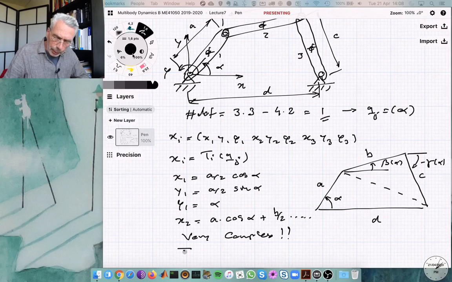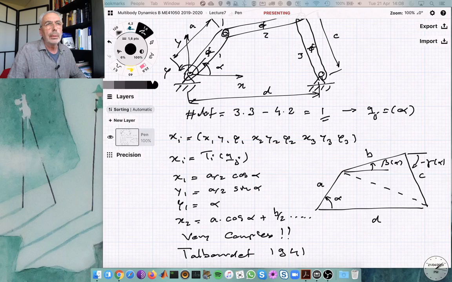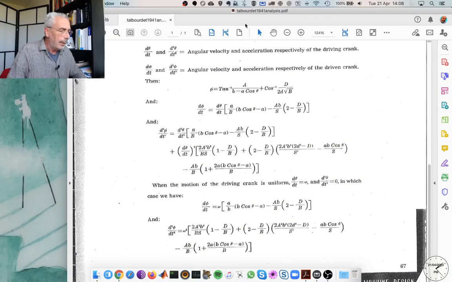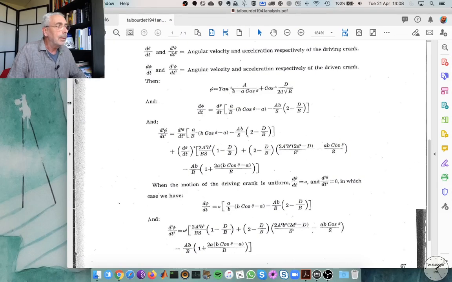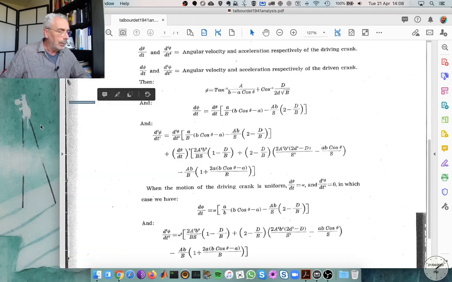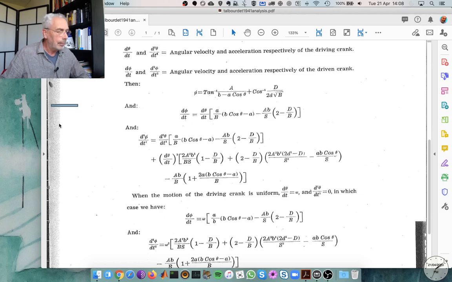So we're going to look at Talbot 1941, and I will put it also on Brightspace. Where is Talbot? Here you are. Yeah, and then we go to this screen. Yeah, and then I'll make sure that you see it. Oh, you can see everything. I rather like to use my mouse. So let me see. Yeah, that looks good, right?